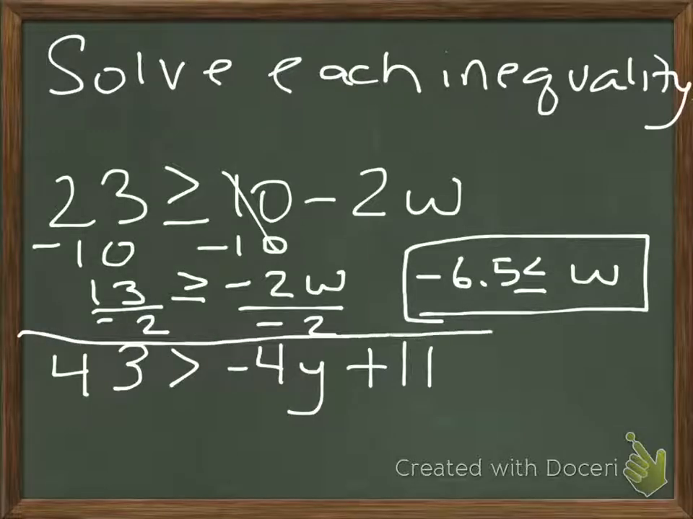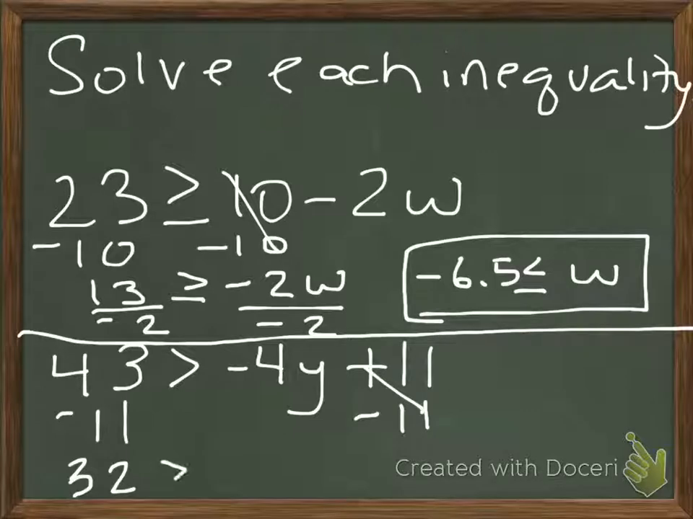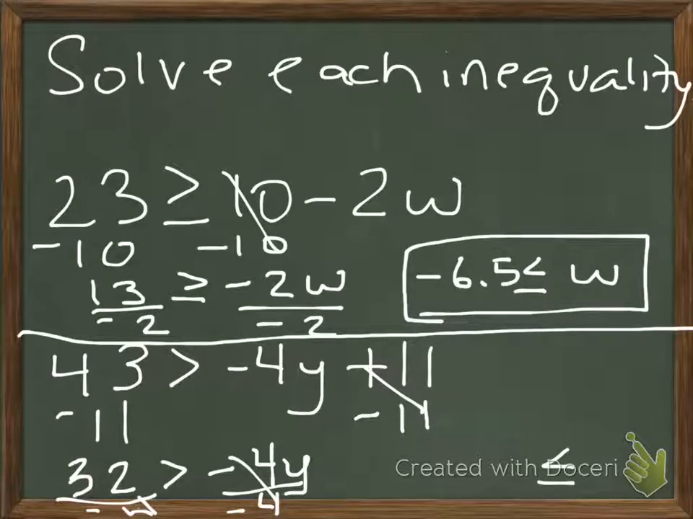The next one, we're going to get Y by itself, so we need to subtract by 11 first. That gives us 32. And we did not do anything with the symbol yet. We keep it the same, and now we have negative 4 times Y. So to get Y by itself, we're going to divide by negative 4. And again, we divided by a negative, so that flipped our symbol. So we have Y is greater than now negative 8.